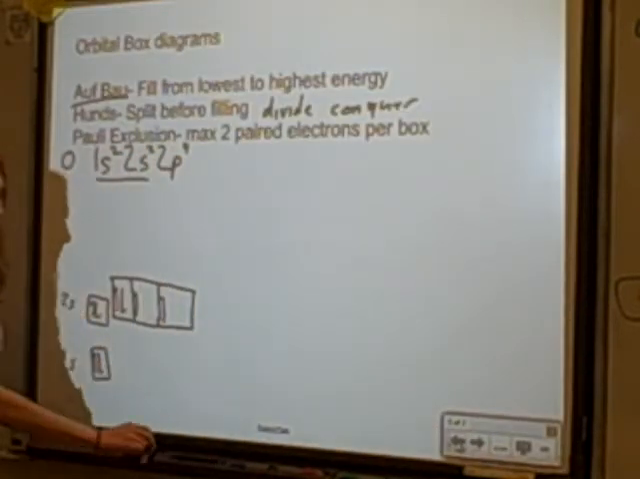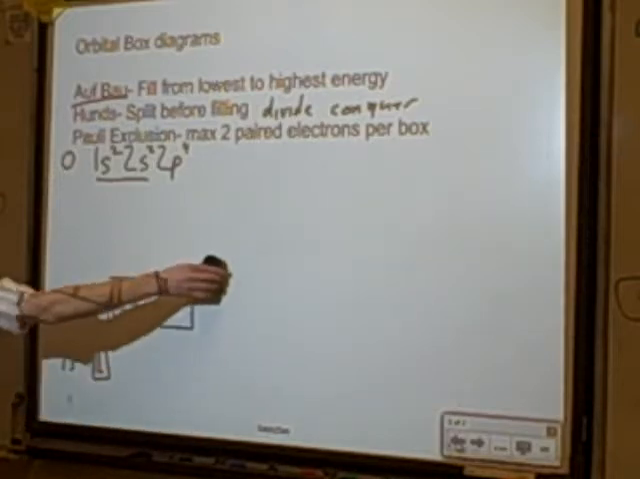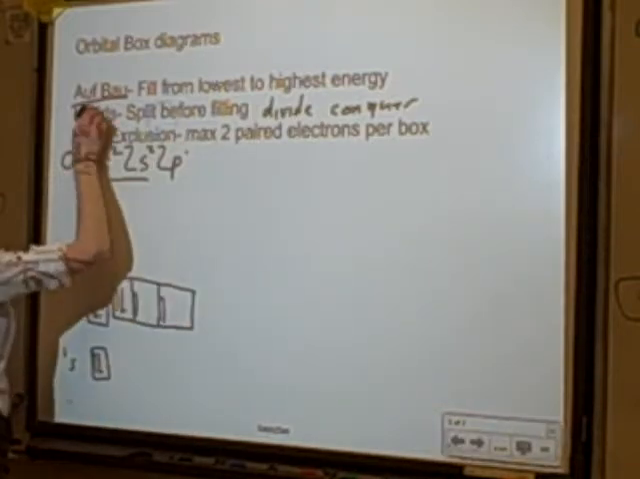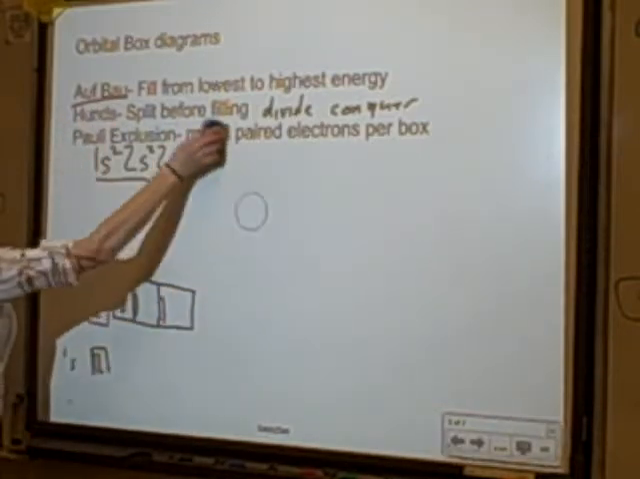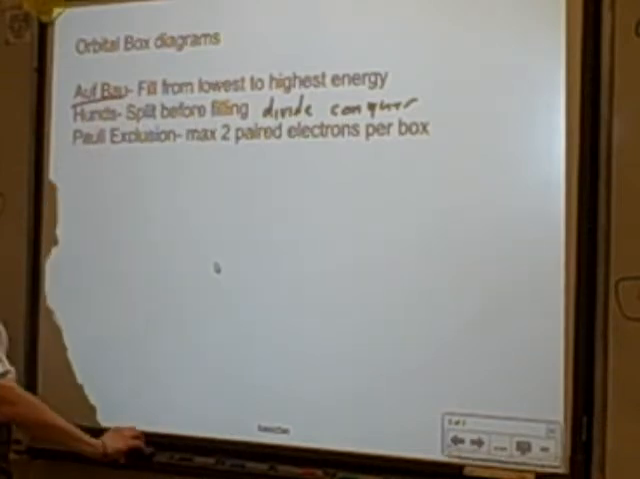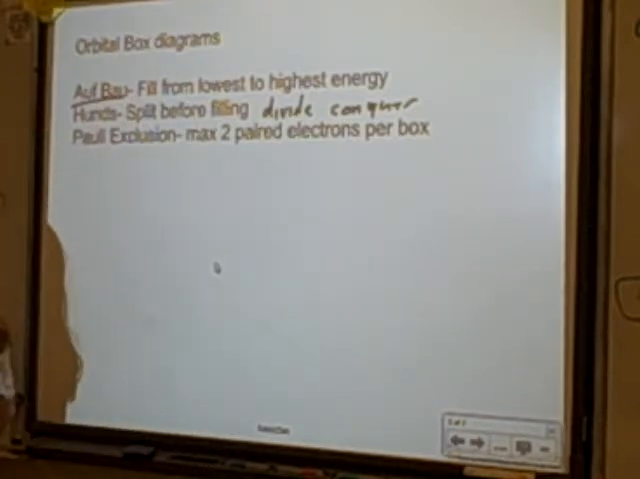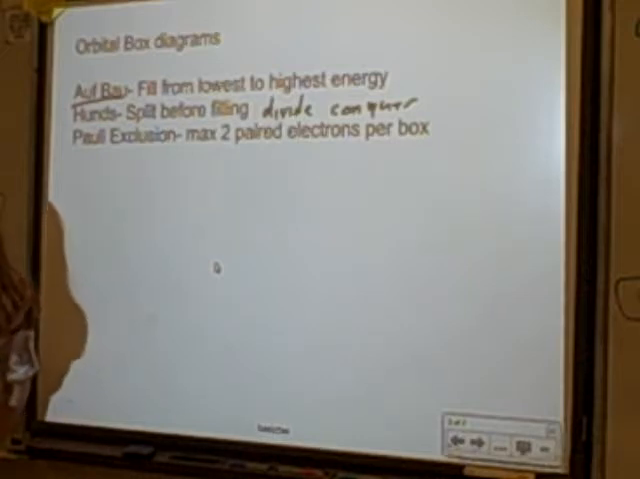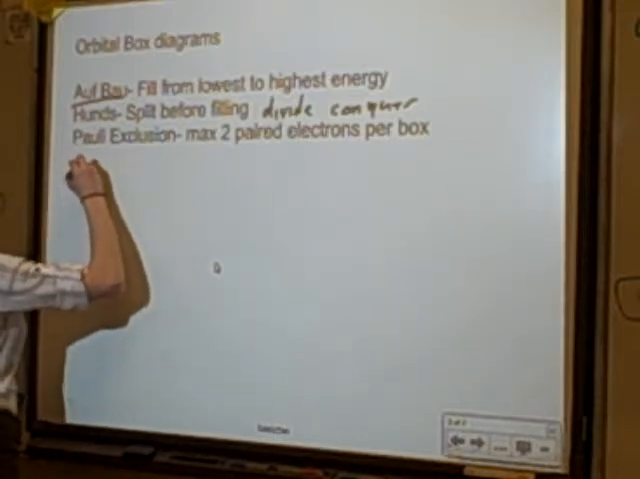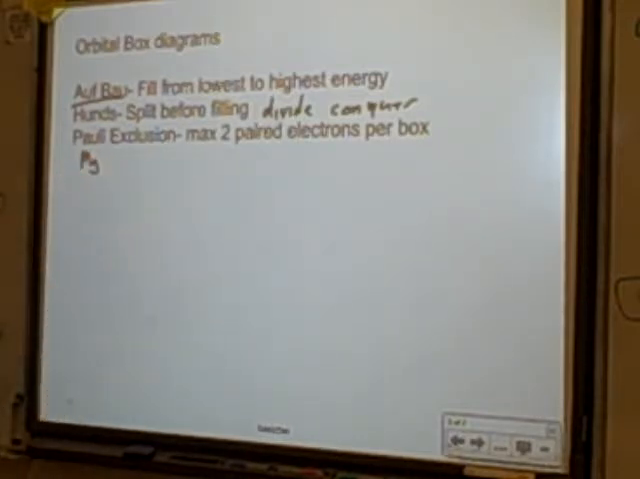Keep watching if you want to practice for an orbital box. So let's go ahead and write the orbital box diagram for magnesium. So here's magnesium. It's really good. Go ahead and hit pause if you want to try this and see if you can do it. So hit pause and draw the orbital box diagram for magnesium, or the electron configuration first, and then the orbital box diagram. So pause if you want.